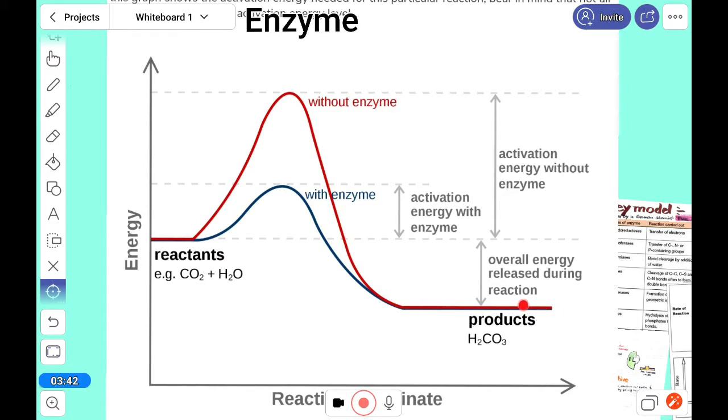Ultimately, we get the products. Previously we have seen the number of molecules, the rate, and here also in the case of activation energy, the enzyme is much more efficient.